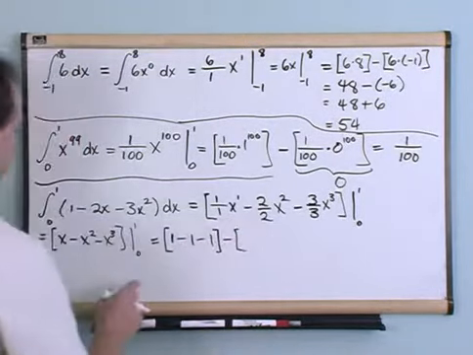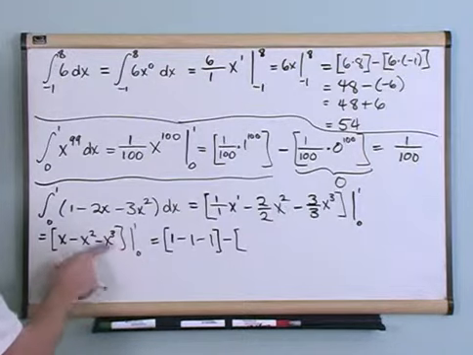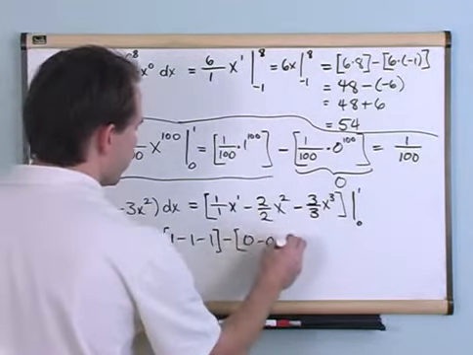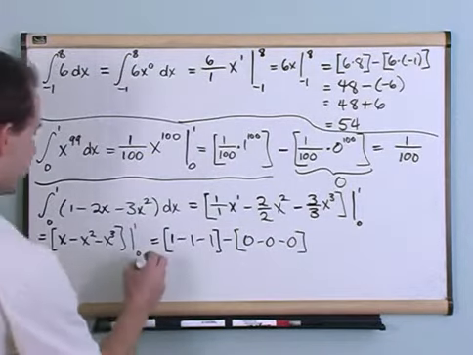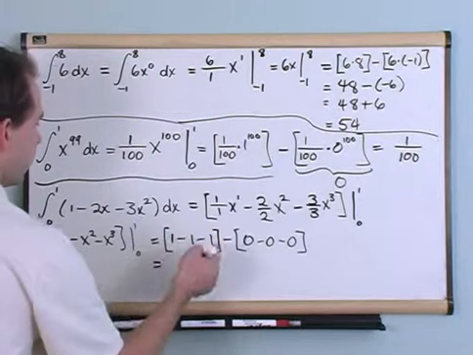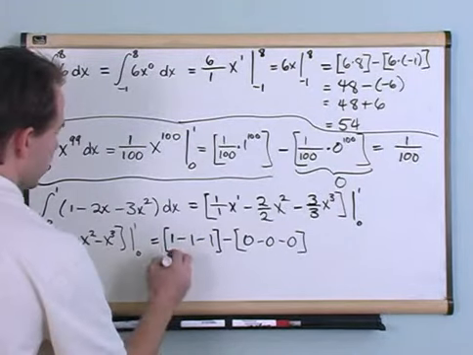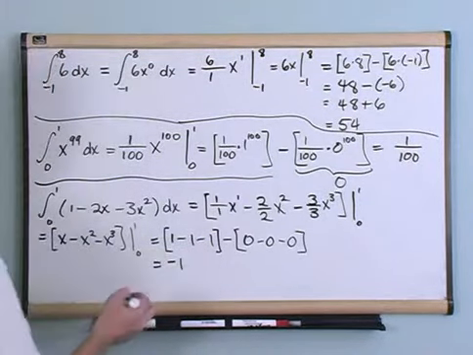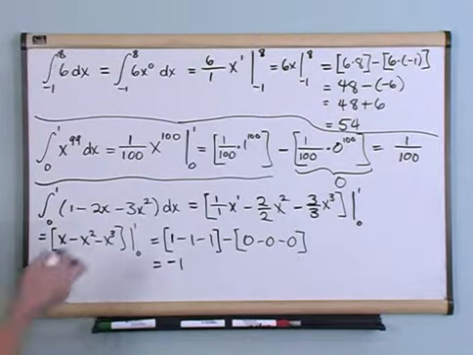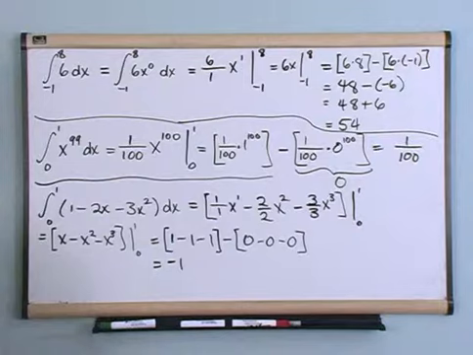Minus the same thing evaluated at 0. You're going to have 0 minus 0 minus 0. So I'll just write it 0 minus 0 minus 0 so we don't forget what we did here. So in this bracket, I'm going to have 1 minus 1 is going to be 0, minus 1 gives me negative 1 over here. And then I'm going to be subtracting off a big fat 0. So the answer to the problem is negative 1.